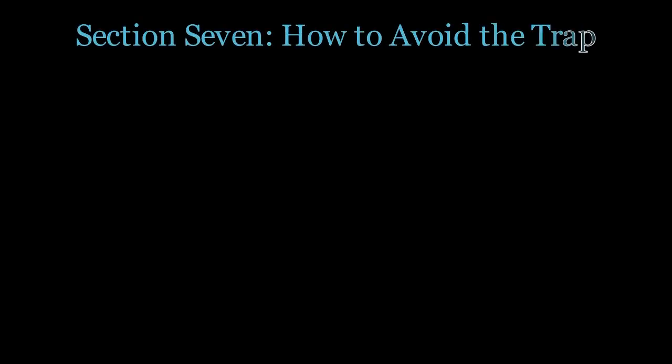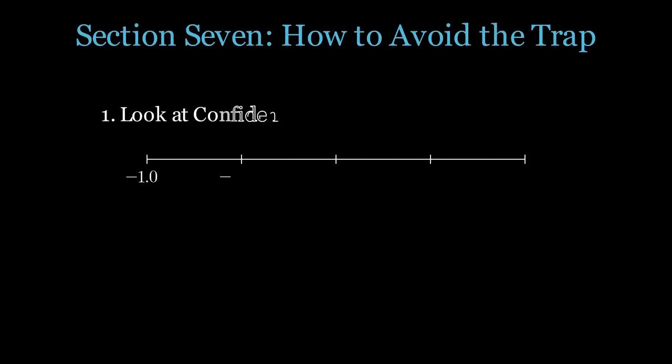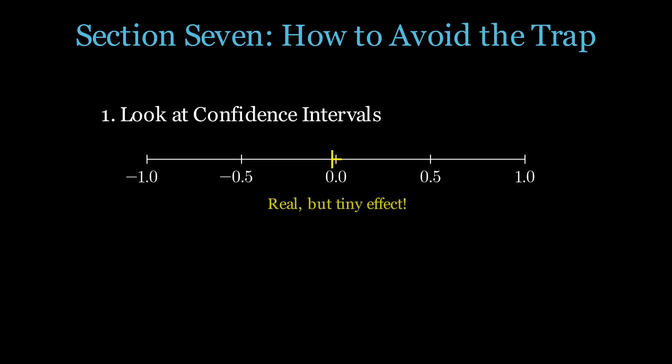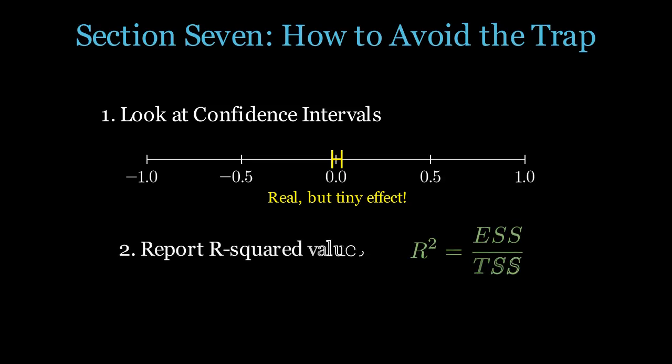Section 7. How to avoid the trap. Experts suggest looking at confidence intervals instead of just p-values. A narrow confidence interval that is very close to 0 tells us that even though an effect is real, it is likely small. We must also report R-squared values to see how much of the total variation our model actually explains. In conclusion, never let a small p-value distract you from the big picture.